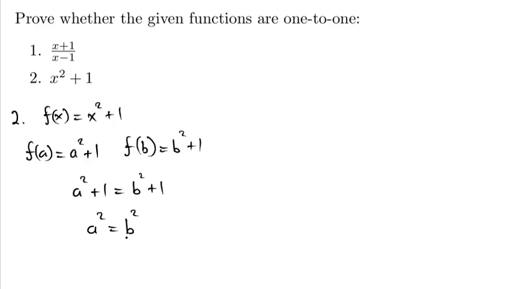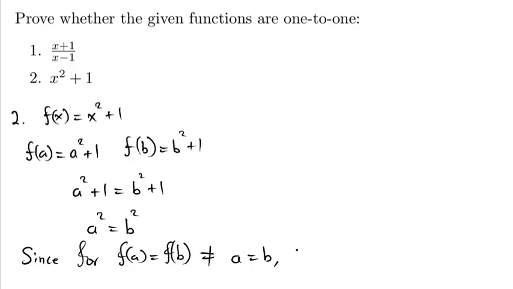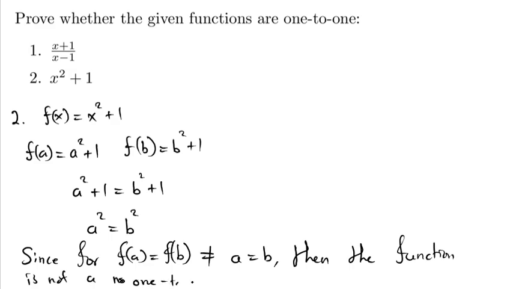Now, this is not the same as a is equal to b. You are not allowed to square root them. So we can conclude that since f of a being equal to f of b does not give us a is equal to b, the function is not one-to-one. So that's it.